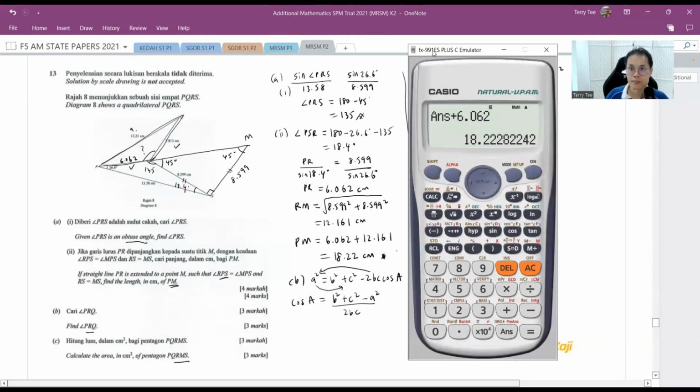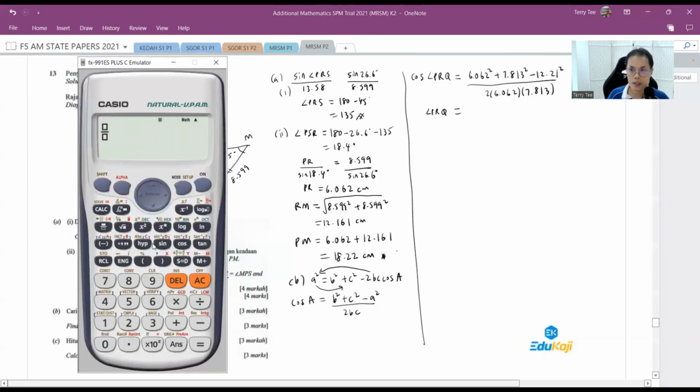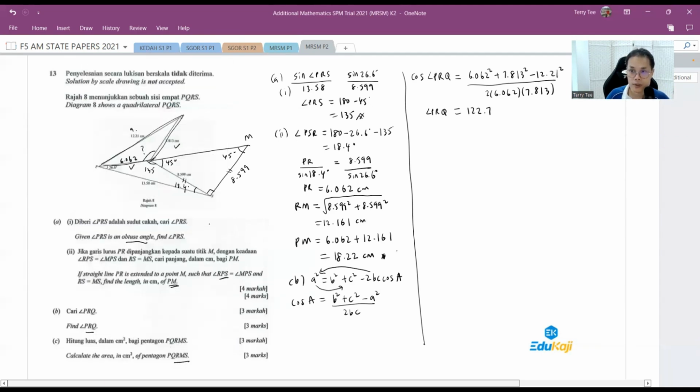Okay, let's do it. Take 6.062 squared plus 7.813 squared, minus 12.21 squared, and then you divide by 2 times 6.062 times 7.813. Okay, so whatever we get here, press equals, shift cos, answer equals. You should get 122.79. Yeah, your angle here is 122.79.